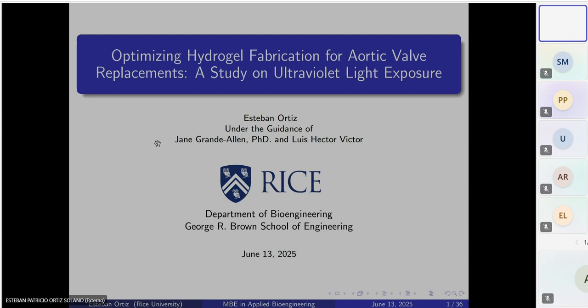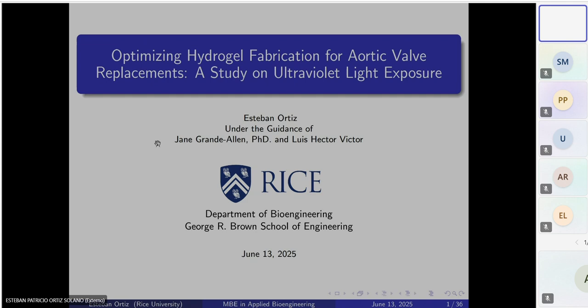For today, I am bringing this topic, optimizing hydrogel fabrication for aortic valve replacement. In the US, at Rice University in Houston, Texas. Maybe you know Houston a little bit more for NASA. I visited NASA as well. At that university, I was developing aortic valves. I am going to talk about why specifically aortic valves.